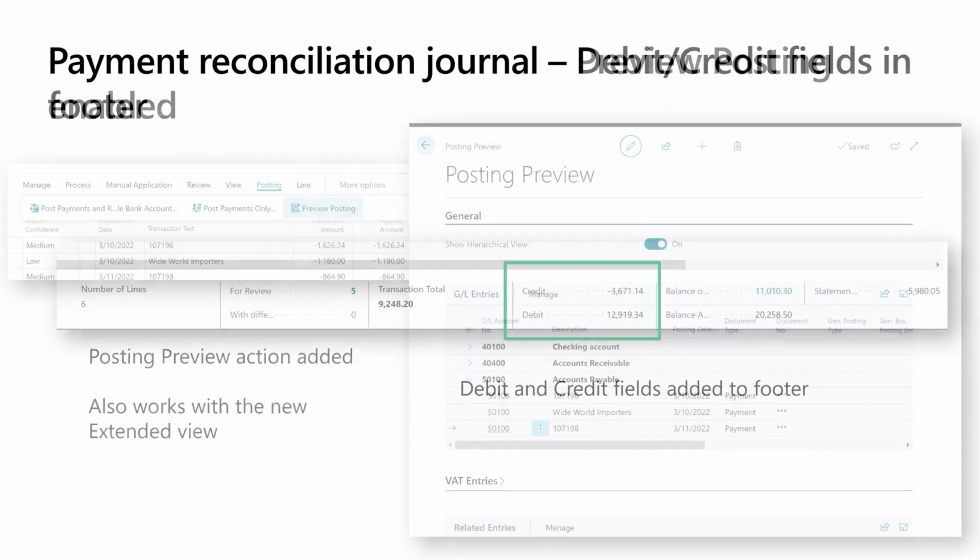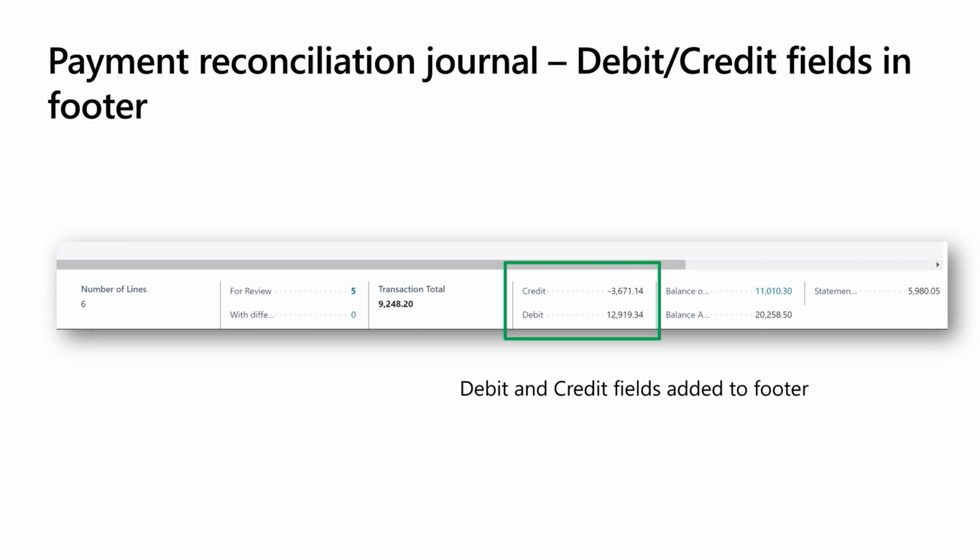And we also added debit and credit fields because it is a journal. You have payments in and out. So sometimes you want to not just see the net, but the actual movements in the journal. So we added those fields to the footer.